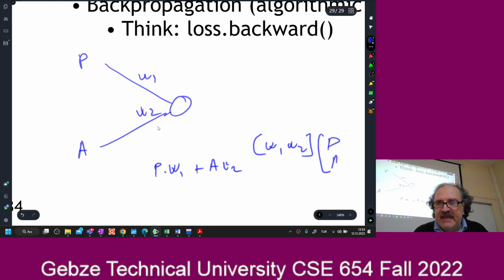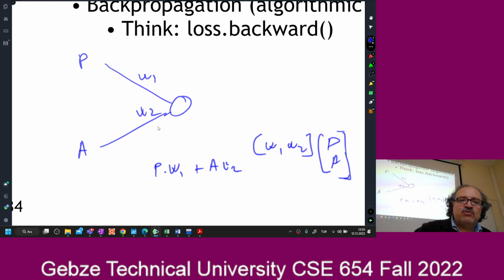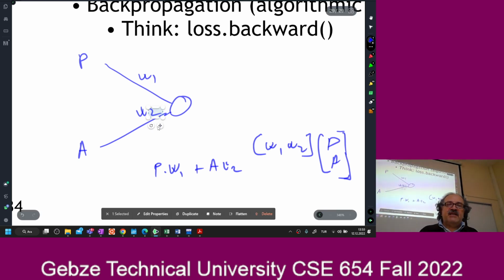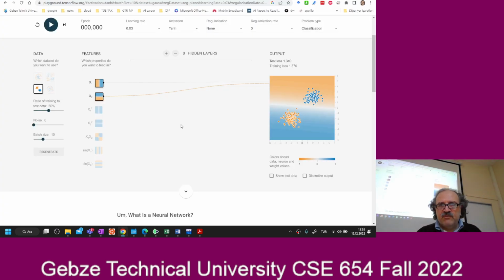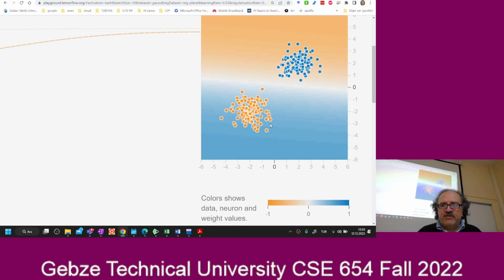So P and A, okay, that's it. That's what I am going to do. Just find these 2 numbers. This is for buy, the other one is not buy, but I am not going to make this complicated. So find these 2 numbers, and those 2 numbers will give me a straight line to divide it. So just try each of these on this W1, W2 thing.